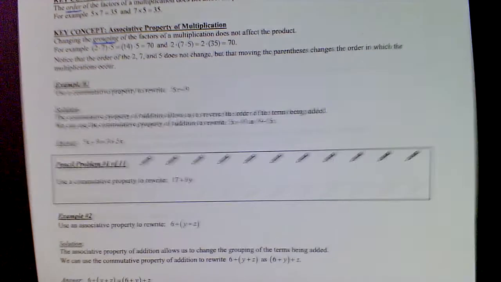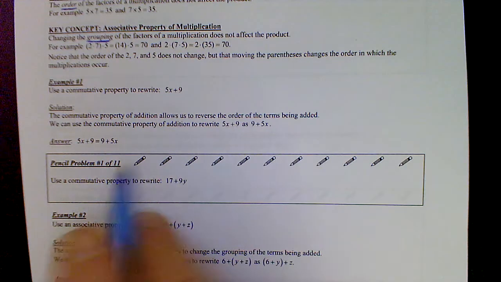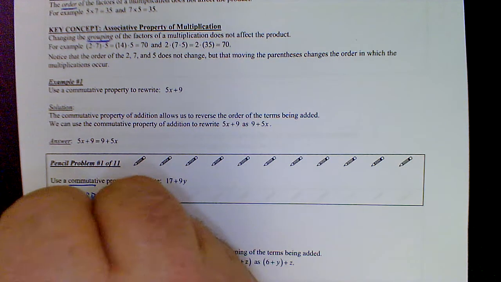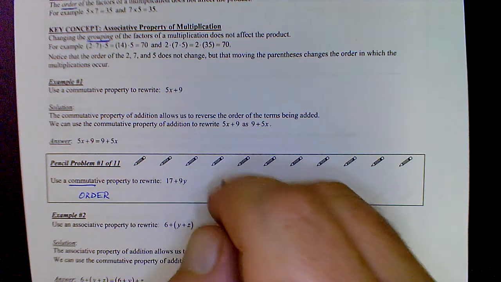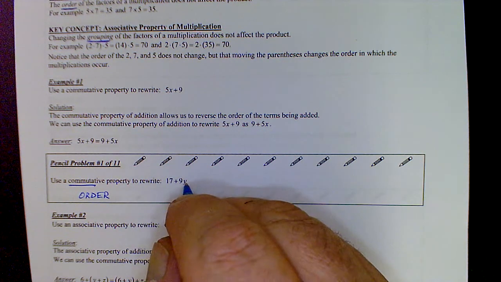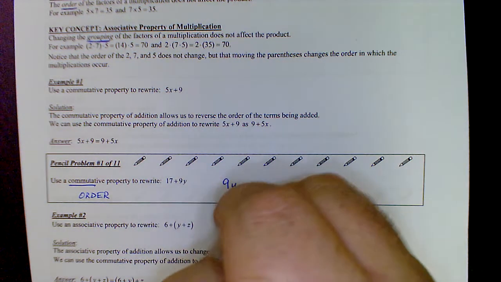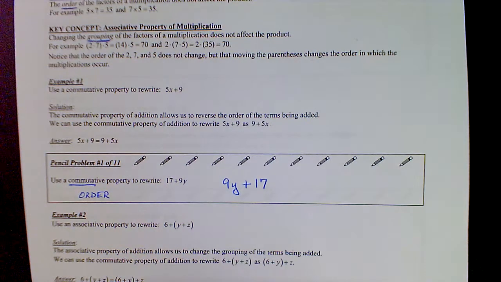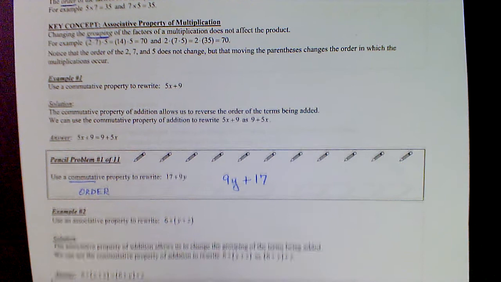So in the pencil problem, it says commutative, which implies order. So switch the order. Instead of 17 first and 9y second, it's 9y plus 17. And that's all there is to it, so don't make it harder than it is.